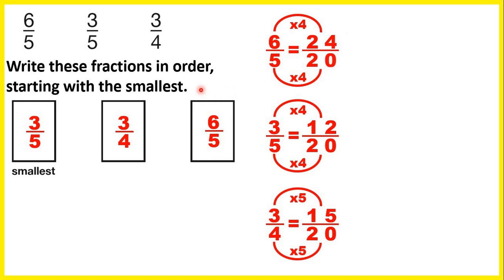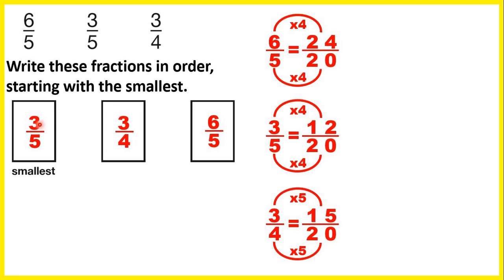But in fact, for this question, we could have found our answer without finding equivalent fractions. We know that 6/5 has to be our largest fraction because that's an improper fraction. It has a larger numerator than denominator, so that means the fraction has a value of more than 1 whole. But both of our other fractions are proper fractions, so fractions with a smaller numerator than denominator, so these fractions will be less than 1 whole.